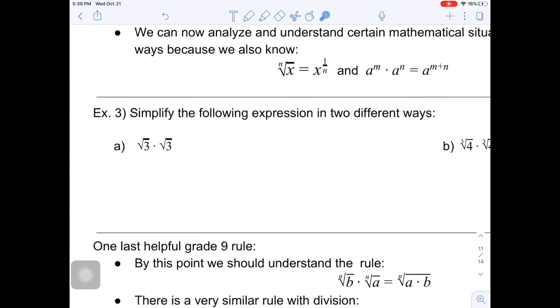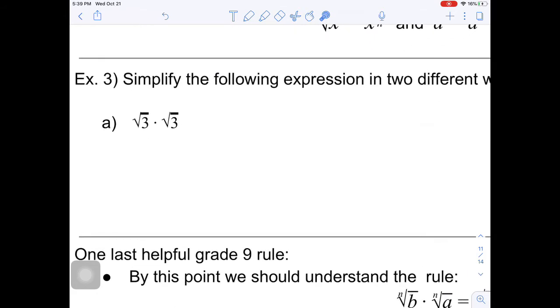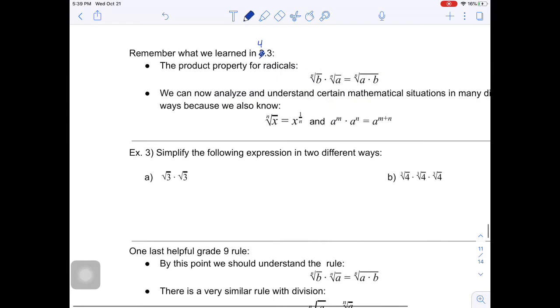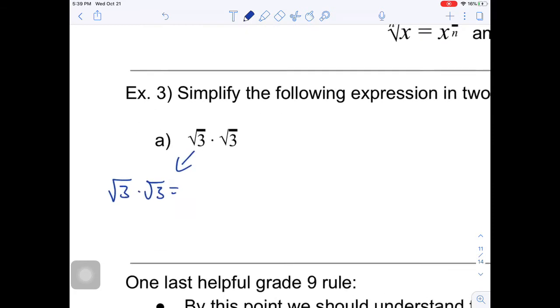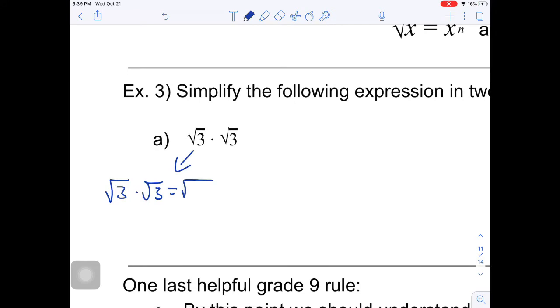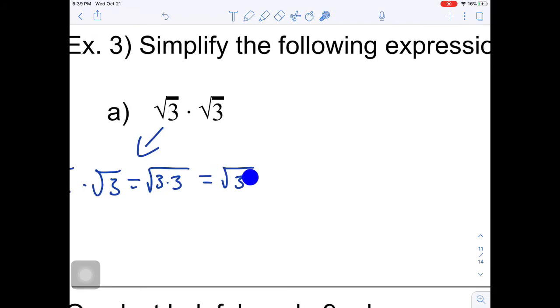Let's see here. Simplify the following expression in 2 different ways. Here, I'm going to utilize my product rule. So how can I analyze this? Well, this will be square root 3 times square root 3. The indexes are the same, so this will become square root of 3 times 3, which is square root of 3 squared. Remember, if your index and your power are the same, that simply cancels out. So this just equals 3.